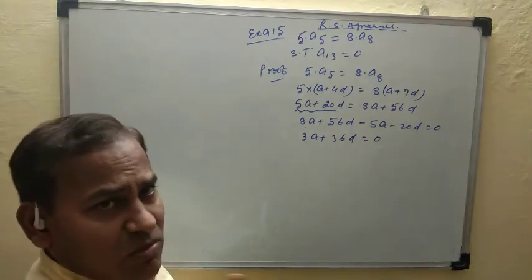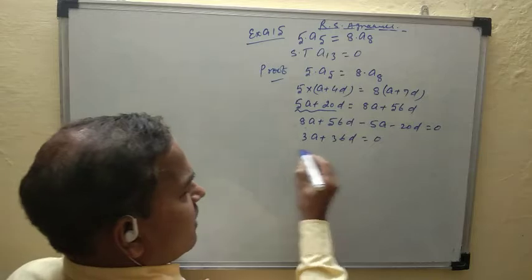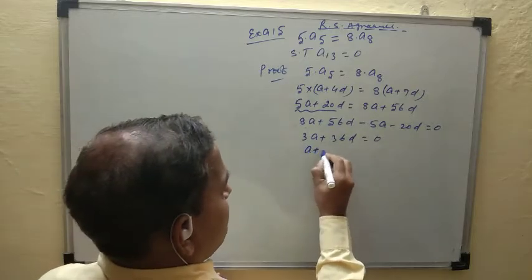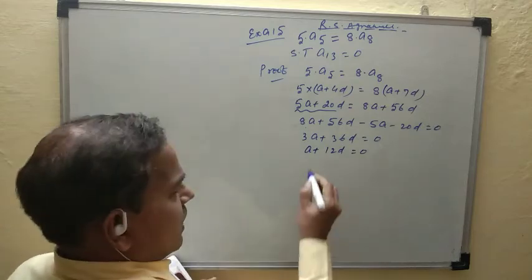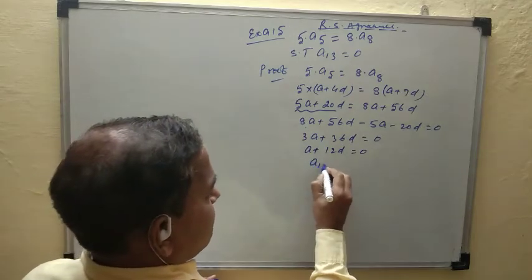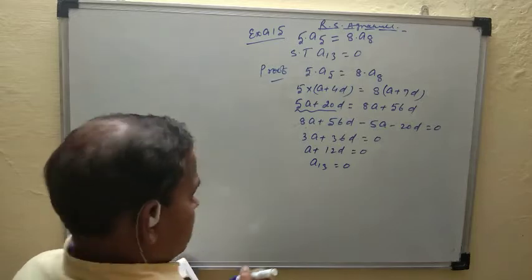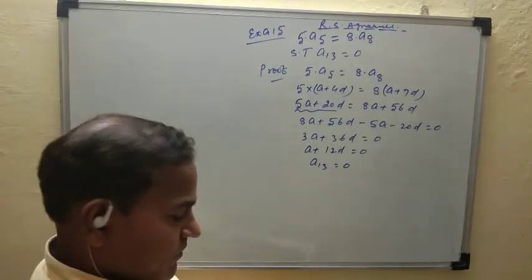Here 3 is the common factor, so now divide by 3. So A plus 12D is equal to 0, and A plus 12D, that is A13, is equal to 0. So here it is proved.